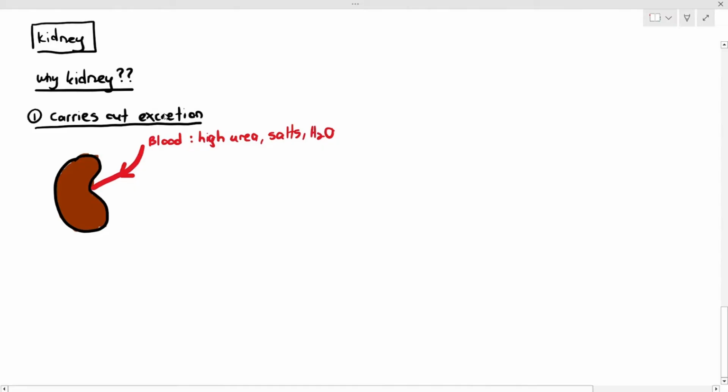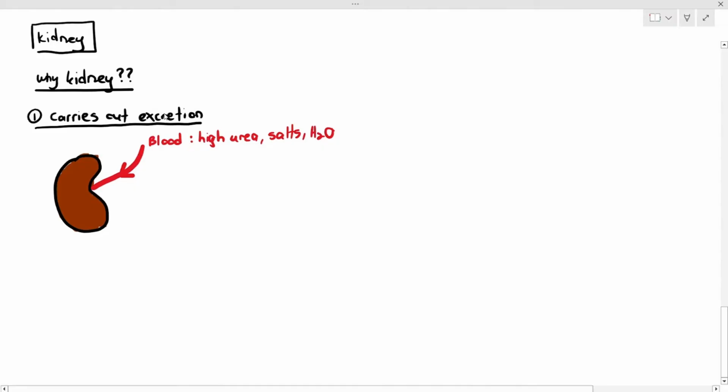Now, the problem is, I told you, urea is a nitrogenous waste. We have to remove it from the body. Salts are important, like sodium ions, potassium ions and such, but too much of salts can also be detrimental to the body. And I've also mentioned that water is important, but too much of water can also cause harm. It may cause your cells to swell and burst.